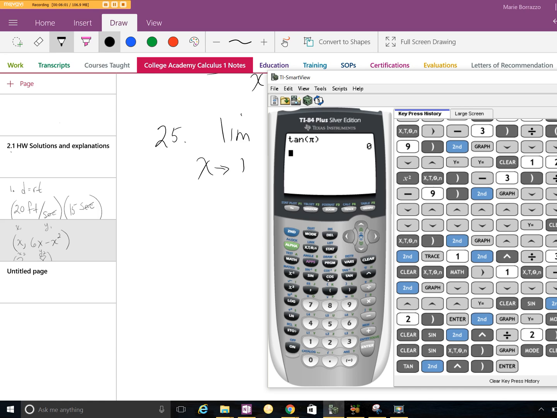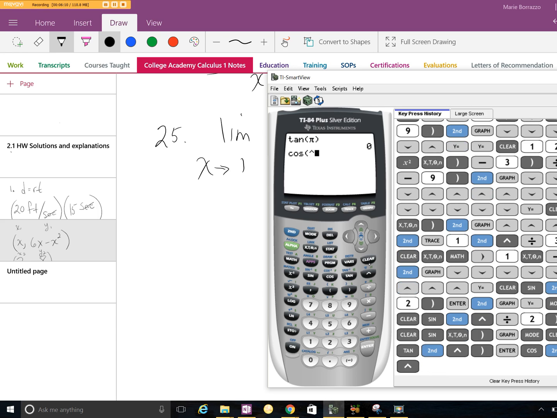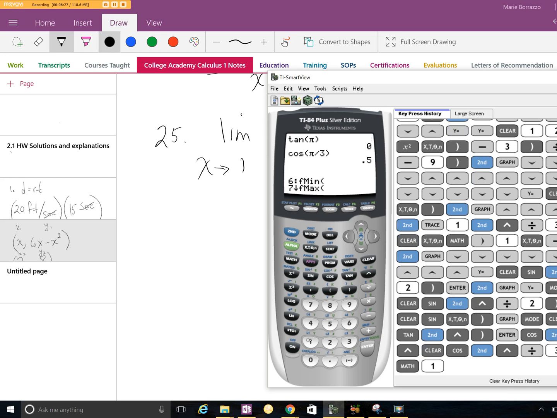So cosine, second pi, divided by 3. Close the calculator out and boom, 0.5. So yes, 1/2. By the way, you know in these calculators, if you are allowed, you have the math fraction function, and you can actually get the fraction equivalent.